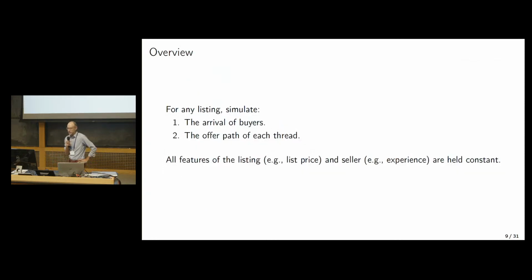So for any listing, what we do is we simulate the arrival path of buyers. And then we simulate for each buyer the offer path along that thread, where a thread is just a buyer-seller interaction. Everything about the listing, including importantly the list price, we're going to hold fixed, as well as everything about the seller, like their experience. We're just going to take those features from the data.